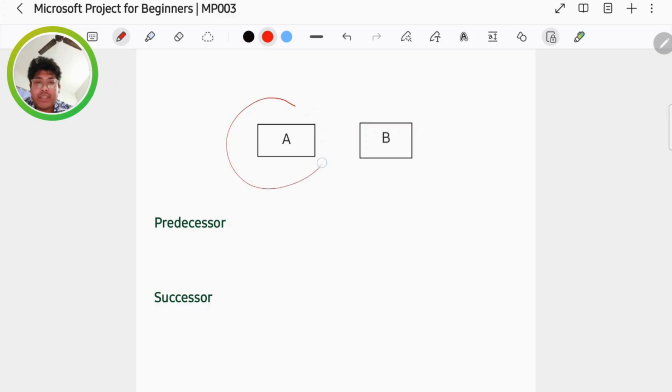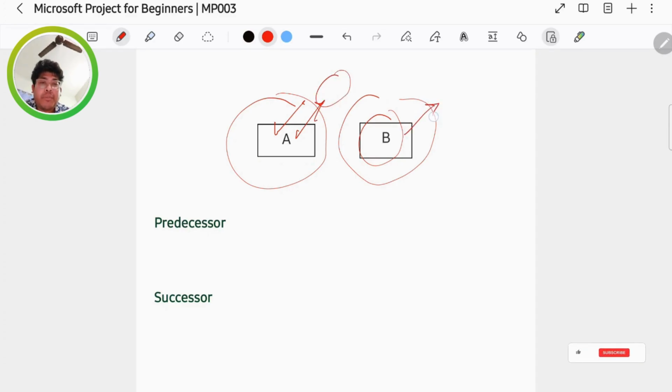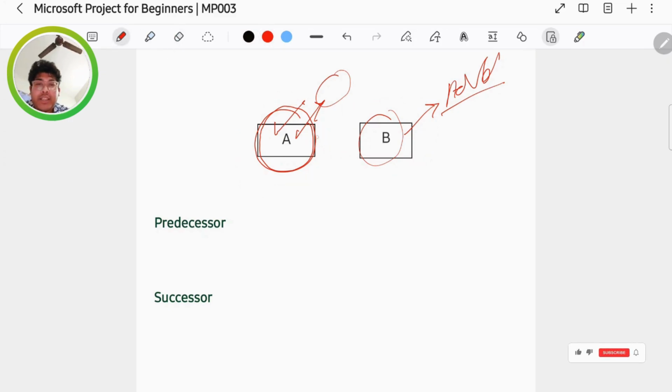Let's assume that A and B are two tasks. We are saying that task A should be done before task B. Suppose we are making tea. A means boiling of water, and B means adding sugar. So we have to boil the water first, and only then will we add the sugar, right? That means task A should complete first, and then we will start task B.